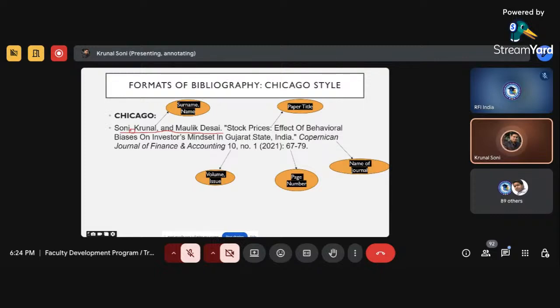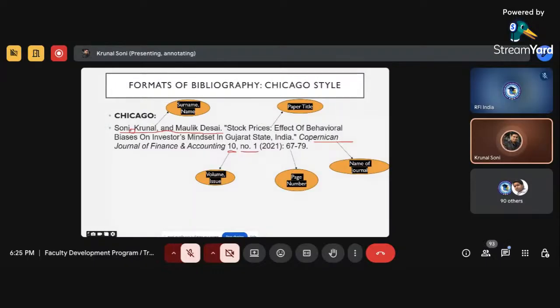And for the second author, you are putting nothing, right? And again, the first author name should start with the last name and first name, but the second author name starts with the first name and last name. Then the title, the paper title, then the name of the journal we are putting over here. Then this is a volume number 10 and an issue number, you can see this.